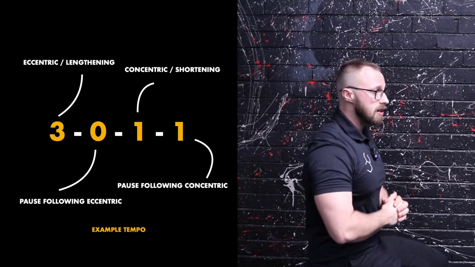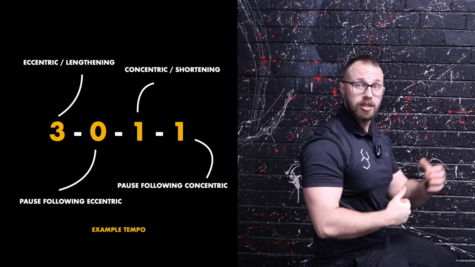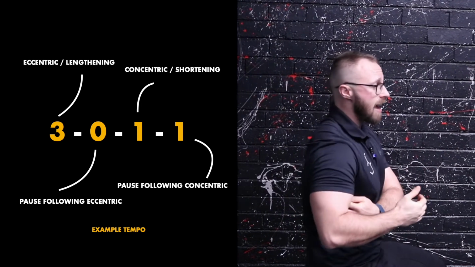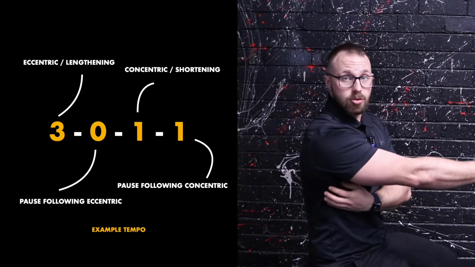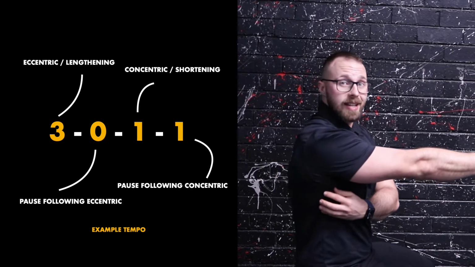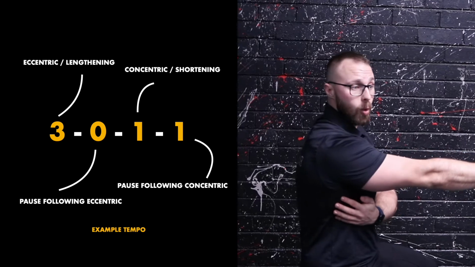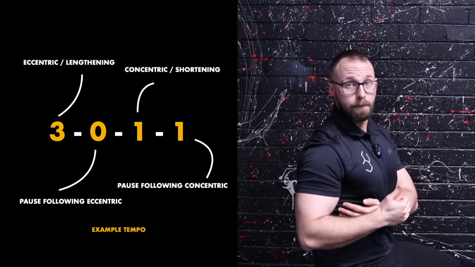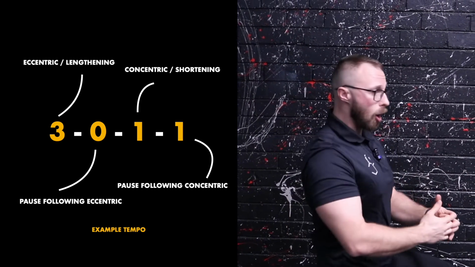So if we take a seated row, and like I said, these tempos will apply to all of those movements. If we take a 3-0-1-1, that means we've got a 3-second eccentric. So if I'm lengthening the lat, it's going to be 3 seconds I control out from the body. If I've got a 0, that means there's no pause following that eccentric contraction. I've got a 1-second concentric and a 1-second pause following that concentric. So I'm holding it at my body.